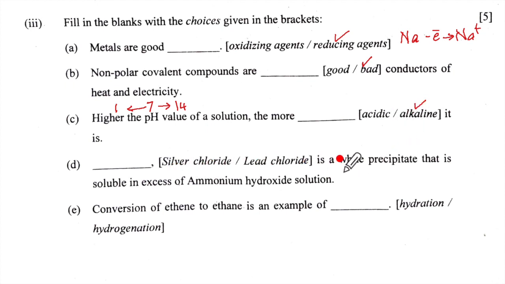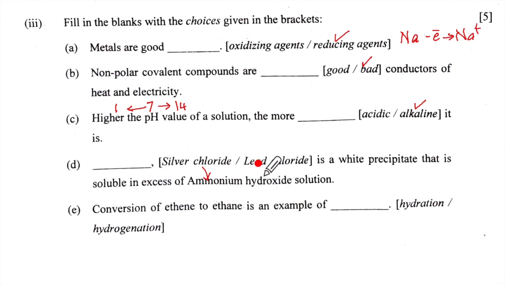Silver chloride, lead chloride is a white precipitate that is soluble in excess of ammonium hydroxide. Silver chloride is going to be soluble in excess of ammonium hydroxide because it forms diamine silver chloride solution, and lead chloride is soluble in hot water.